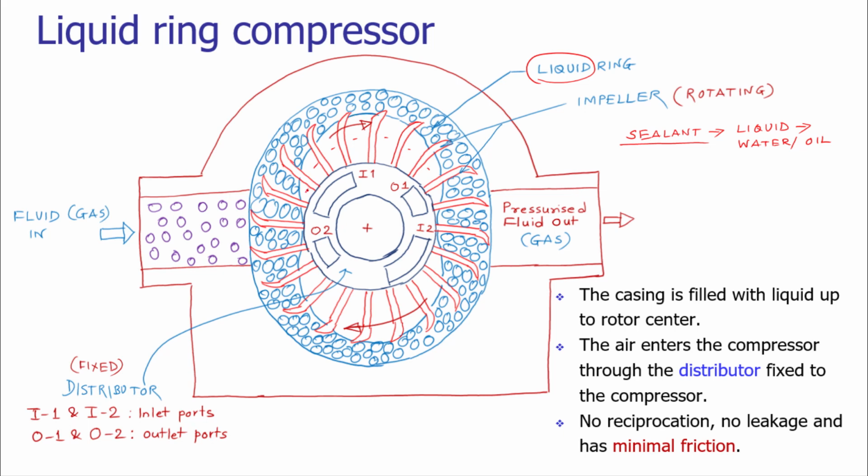But you notice that the volume or the size of these spaces is varying. It is increasing in this direction and then it is reducing. So these variable volumes are utilized for the suction of the air and compression of the air during the operation. How is it possible? Let us see.